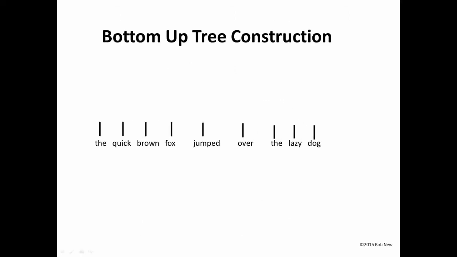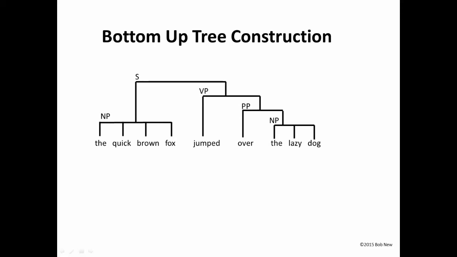Now let me show how a tree is constructed from the bottom up. You start with a leaf for each of the words in the sentence. So these vertical lines are the leaves of the tree. Then you add a node above the leaves with a label. Now we have to add nodes above nodes, and the process continues until the tree is constructed. Now we have the entire tree constructed. All of the nodes have been added.